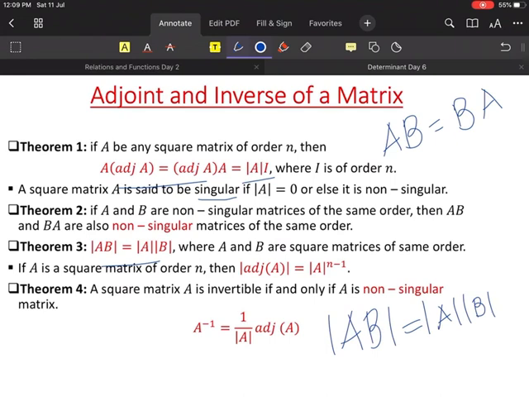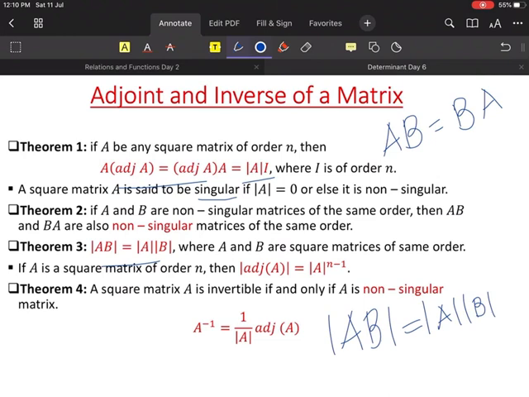If A is a square matrix of order n, then the determinant of adjoint of A is equal to the determinant of A to the power n minus 1. Now this formula we will derive. For the moment, just look at the formula. We'll derive it next because I'm recording this video.